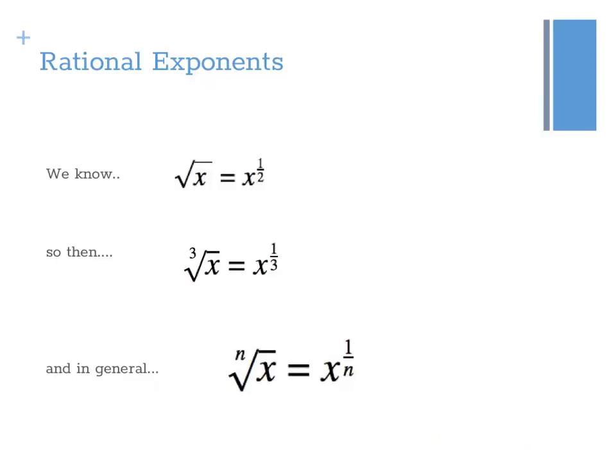You may already know that the square root of x is equal to x to the 1/2. So the square root of 9 is equal to 3, or 9 to the 1/2 is equal to 3. Similarly, the cube root of x is equal to x to the 1/3. Are we seeing the pattern?